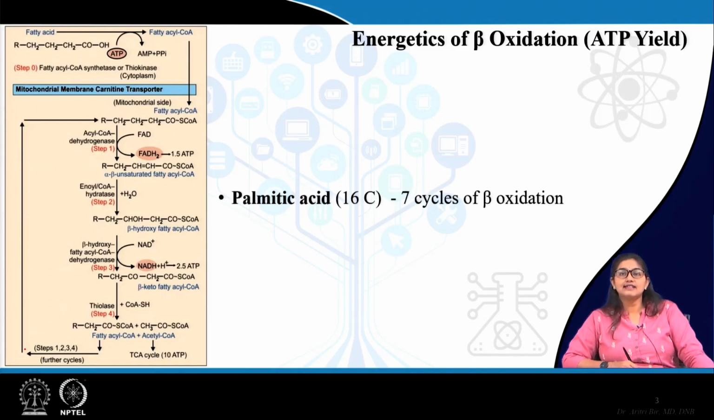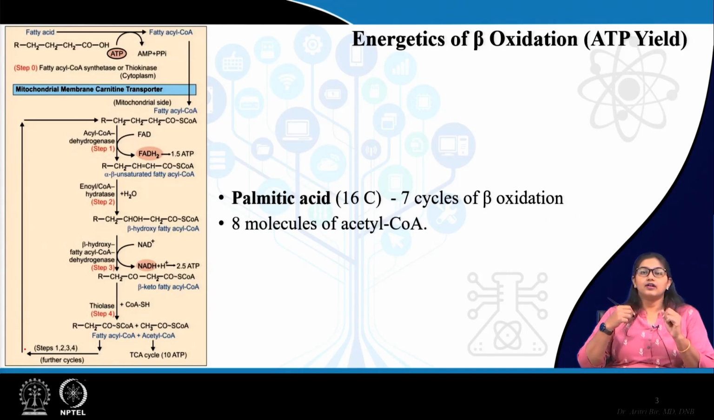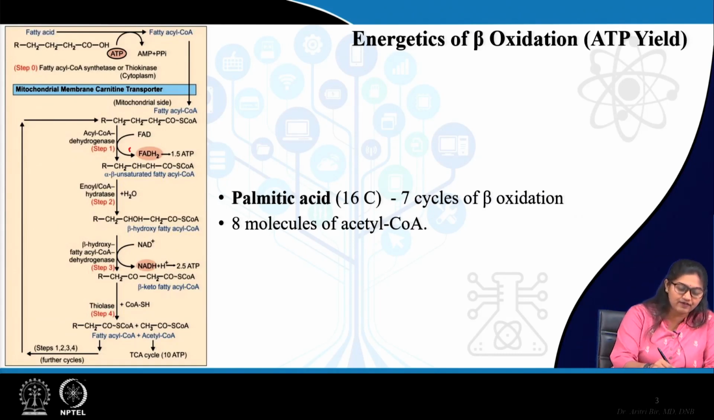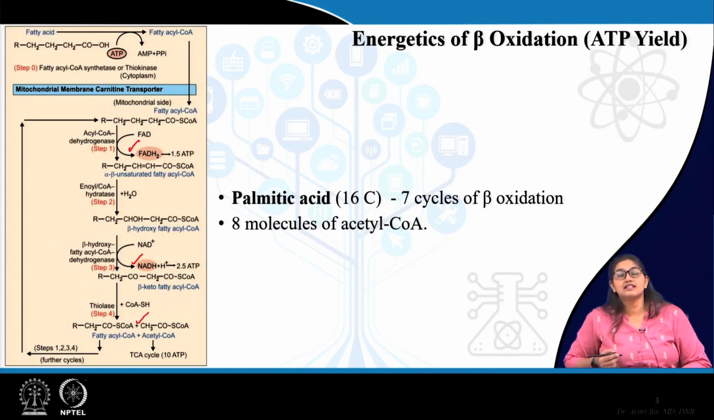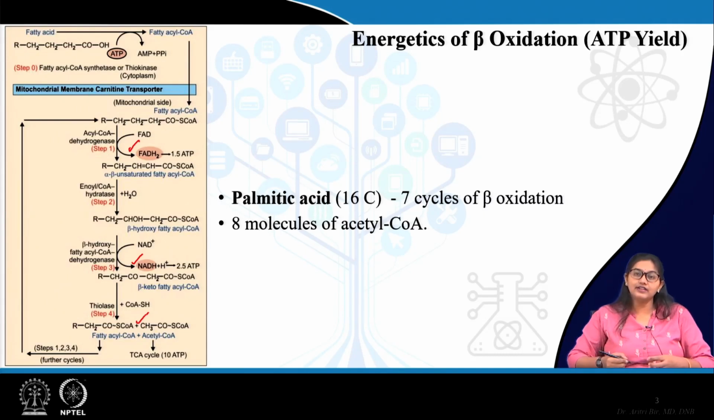When we discussed beta oxidation of palmitic acid, remember from the previous class that there are 7 cycles of beta oxidation and the products are 8 acetyl coenzyme A. Remember, beta oxidation of fatty acid occurs inside mitochondria. Inside mitochondria, beta oxidation produces FADH2, NADH and also acetyl coenzyme A. All these 3 are important for ATP production.